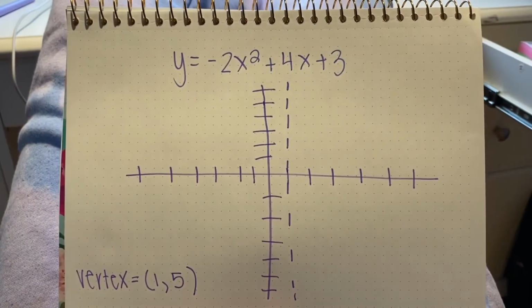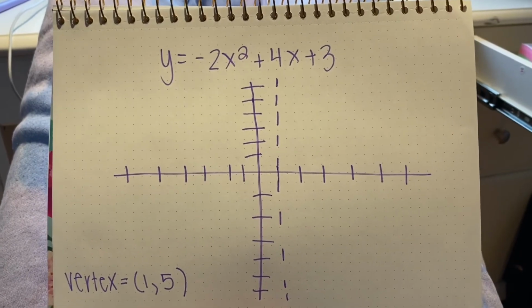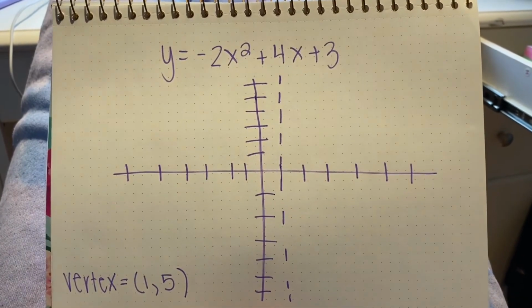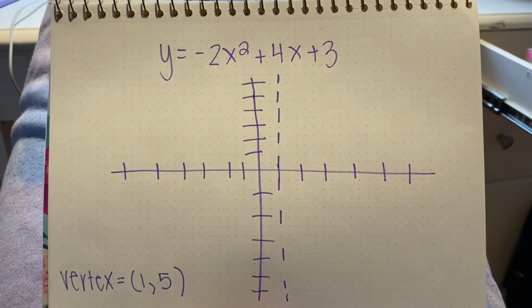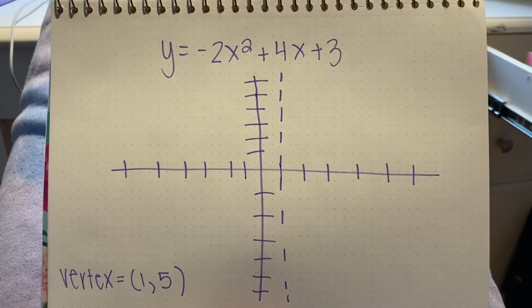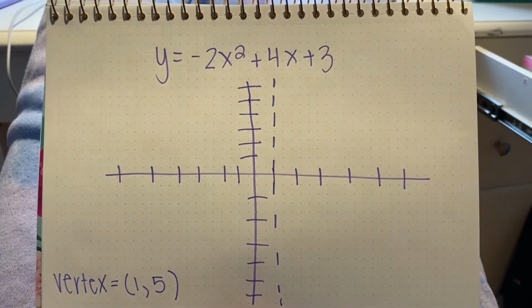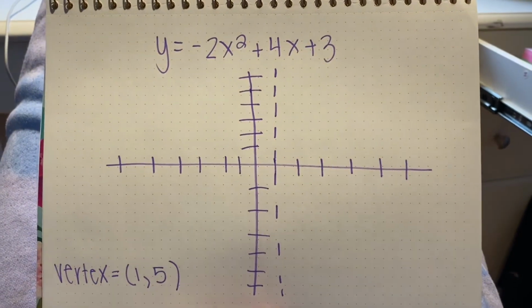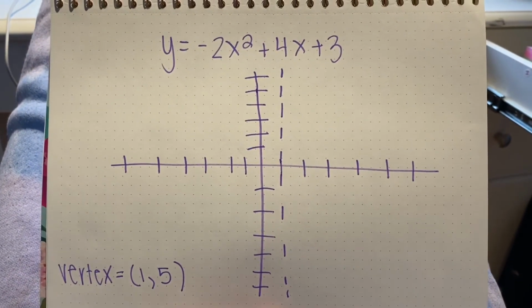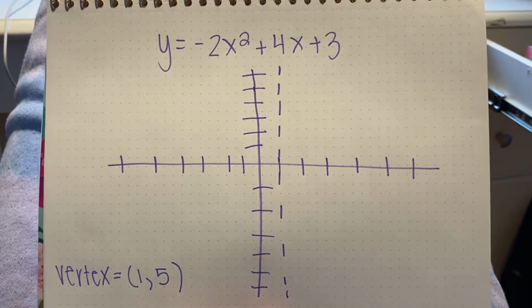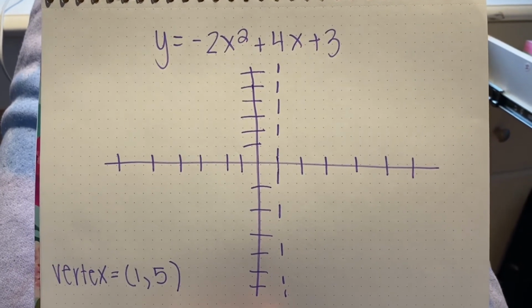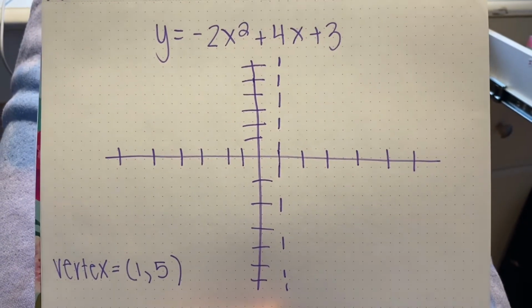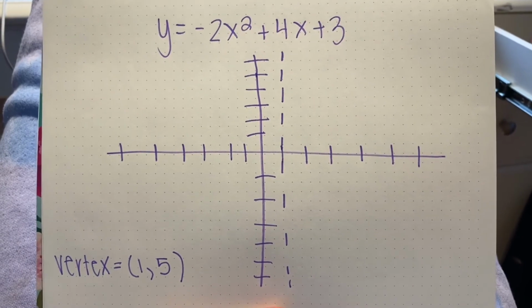Next, you need to find your vertex. We know that the x value is 1 because that's where the axis of symmetry is. To get the y value, you plug in 1 in the equation. So for this equation, 1 squared is 1 times negative 2 is negative 2, plus 4 times 1 is 4, plus 3 is 5. You are then going to want to plot your point at 1, 5.